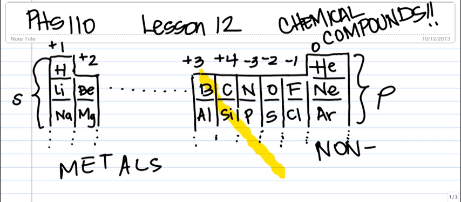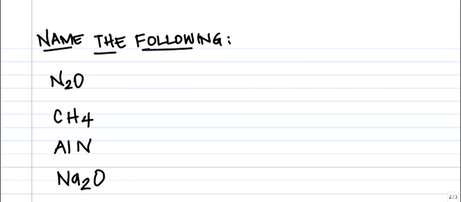Your covalent bonds tend to all be nonmetals with nonmetals, and that is why you specify your prefixes. So N2O, those are both nonmetals. Nitrogen and oxygen are both nonmetals. So you have to think to yourself, okay, two nonmetals, I have to use a prefix. Dinitrogen monoxide.